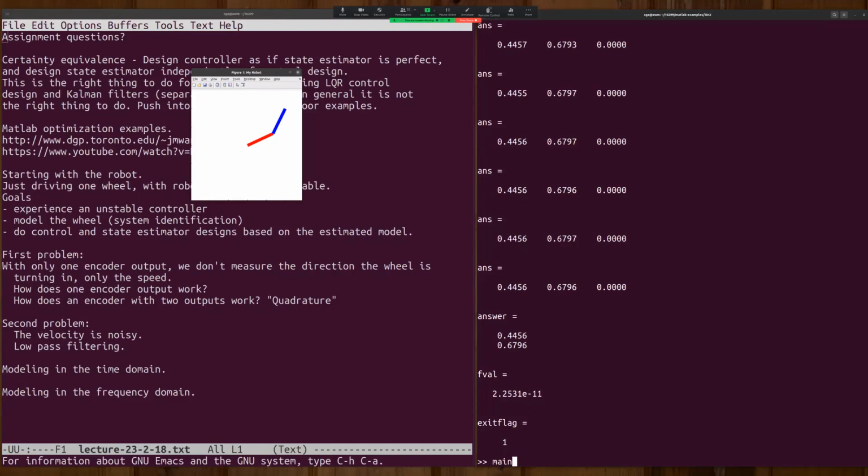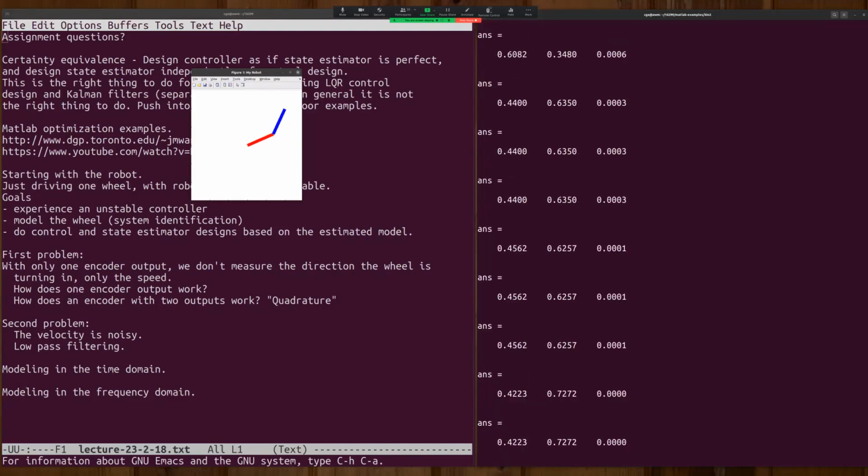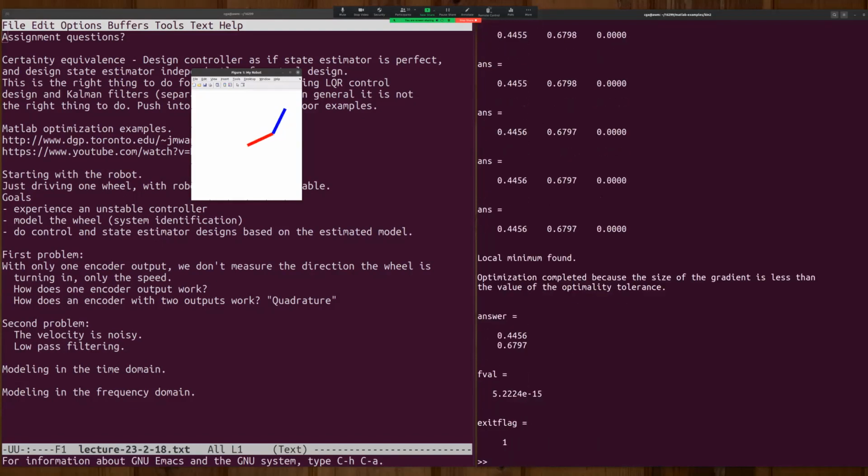So here is an approach that uses derivatives. And you can see, even with that delay, it's much faster. So I'm going to have to delay it more.